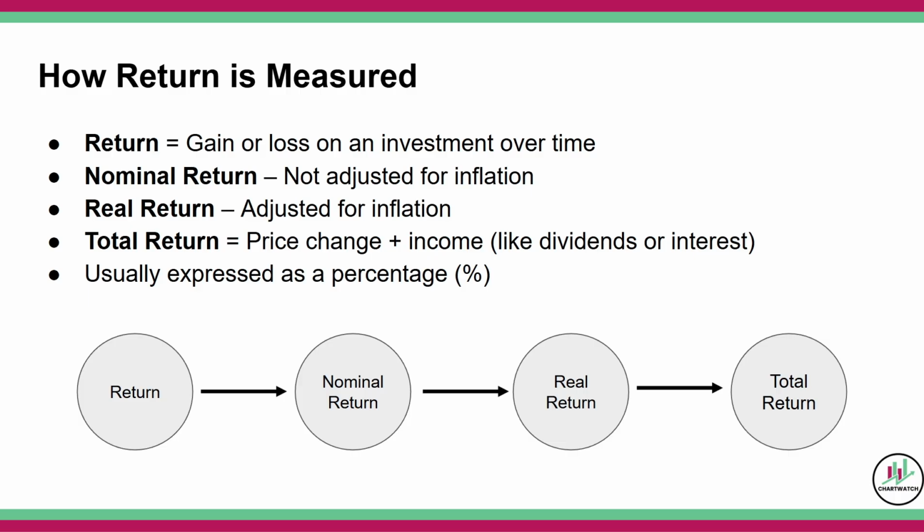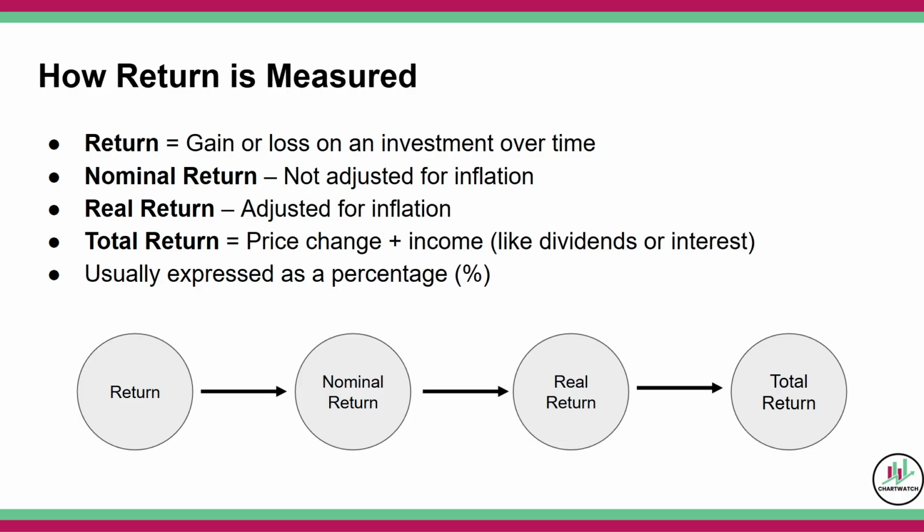Now, if that same stock also paid a $20 dividend during the year, your total gain is $120, or a total return of 12%. However, nominal return compared to real return is very different. Your nominal return doesn't tell the whole story. It doesn't account for inflation, which is why we use real return. Now, obviously, real return is adjusted for inflation.